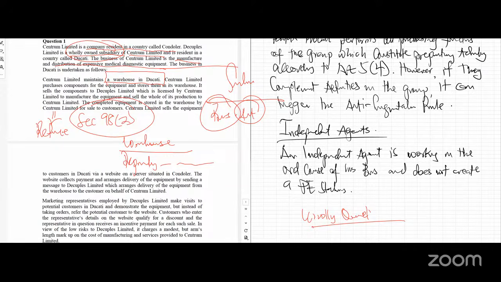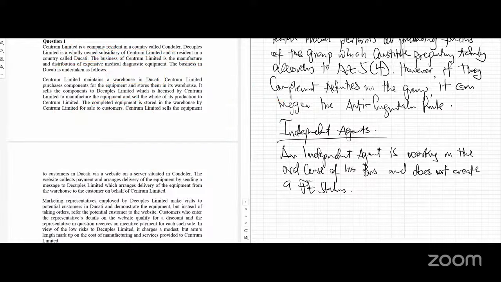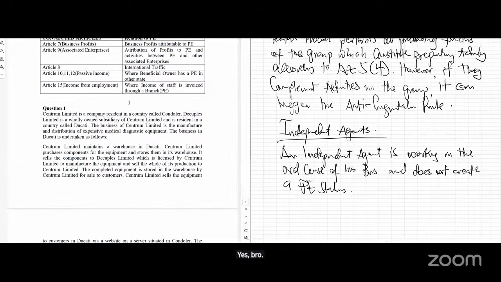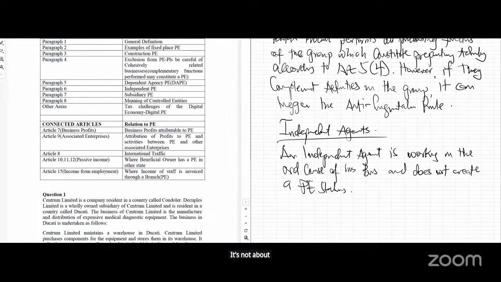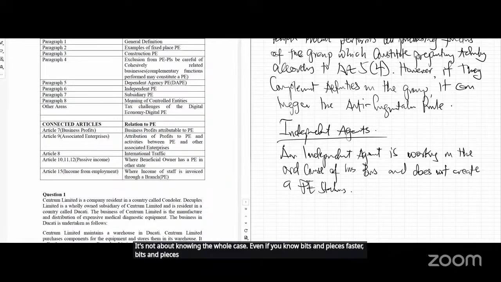Okay. Please, did we get the anti-fragmentation right? Are we okay? Yes, Prof. So did you see how to deal with cases? It's not about knowing the whole case. Even if you know bits and pieces, you can use them to answer the question. Did you get the idea? So can we move?